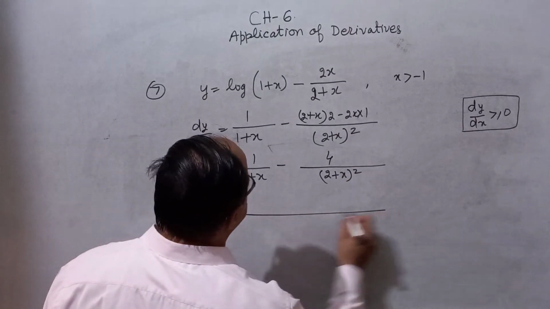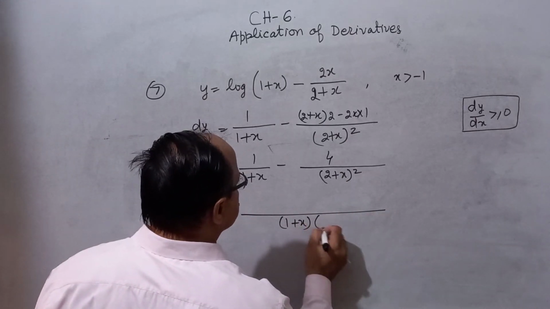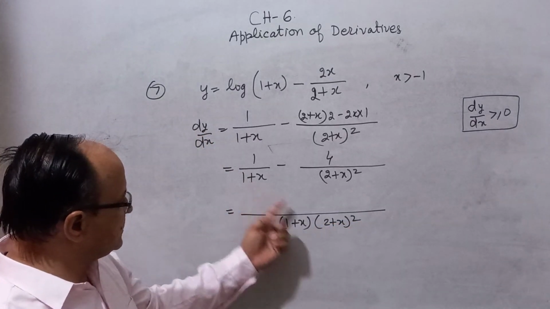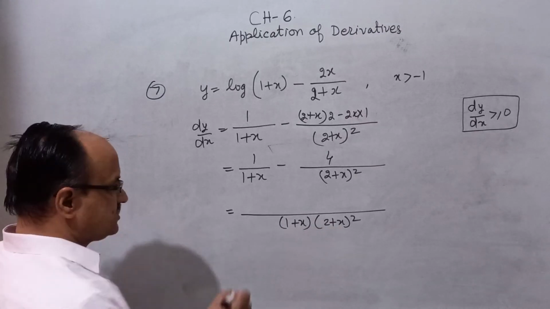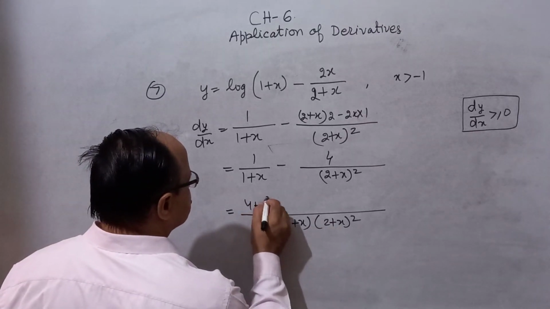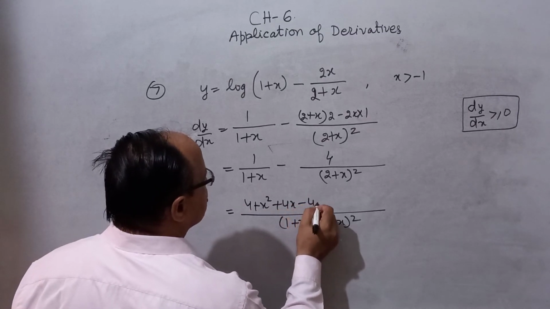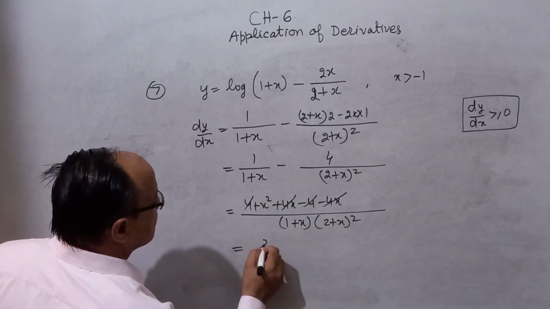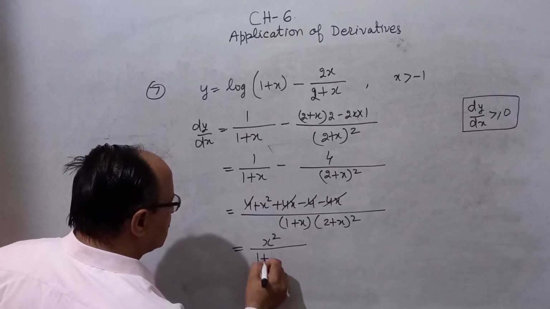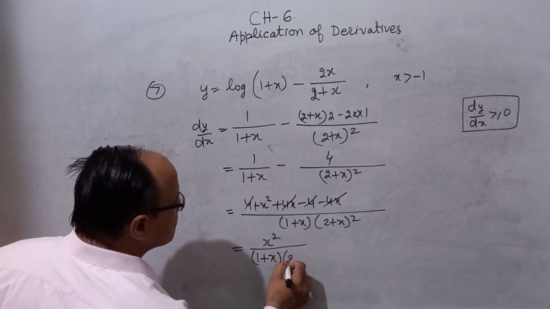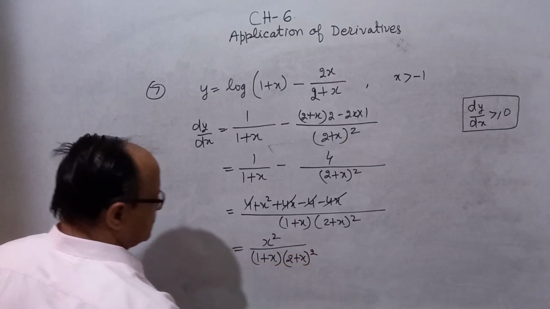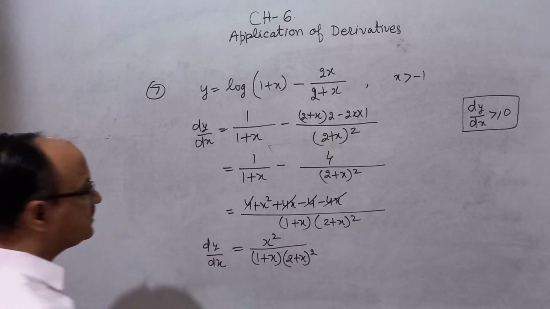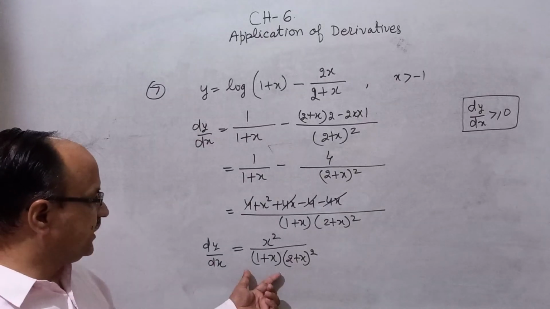Now take the LCM, 1 plus x and 2 plus x whole square. This divided by this, the result is 2 plus x whole square minus 4, that is 4 plus x square plus 4x minus 4 minus 4x. 4x and 4x cancel, 4 and 4 cancel. Therefore, dy by dx is x square upon 1 plus x and 2 plus x whole square. And you want to prove this is greater than or equal to 0.